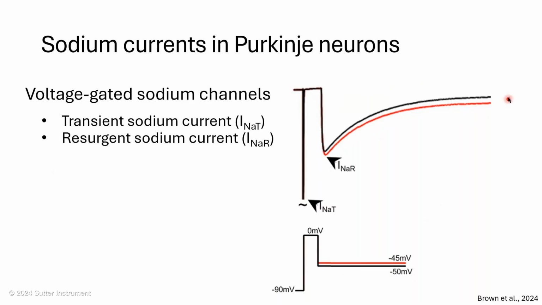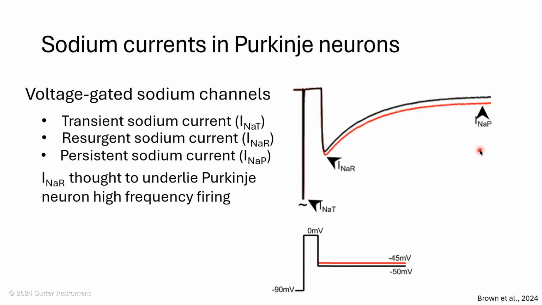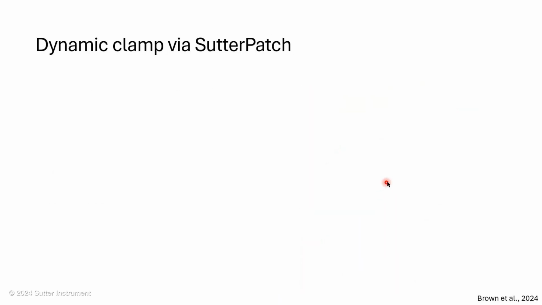It doesn't go back to baseline, and this is due to something called the persistent sodium current, or INAP. INAP is contributed by channels that are not inactivating or are slowly inactivating and remain open and allow for sodium influx during this depolarization. It's important to note that the resurgent current is thought to underlie this high frequency firing that we see in our Purkinje neurons. And I want to shift a little bit to dynamic clamp.